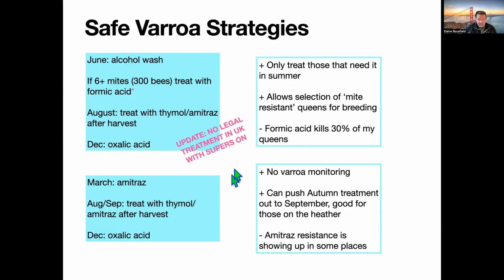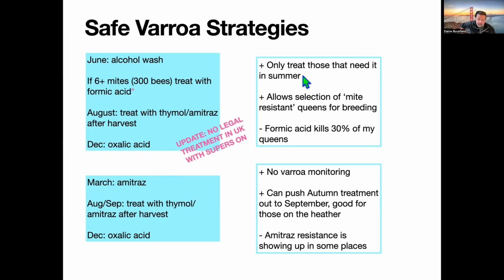Safe strategies for Varroa. So that was my preferred one. Check them in June with an alcohol wash. If they're high, then zap them with formic acid, and then, as always, treat in the autumn after the supers are off, and in the winter when they're broodless. Trouble is, that's not legal.